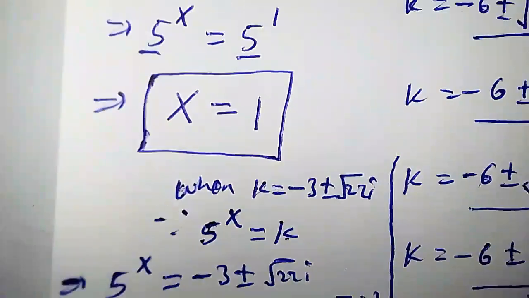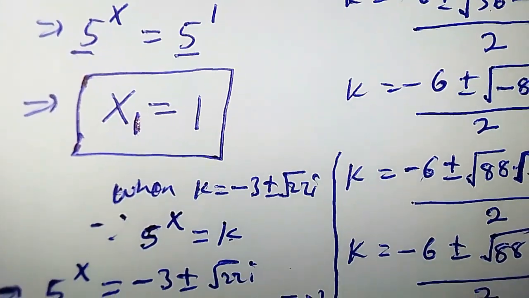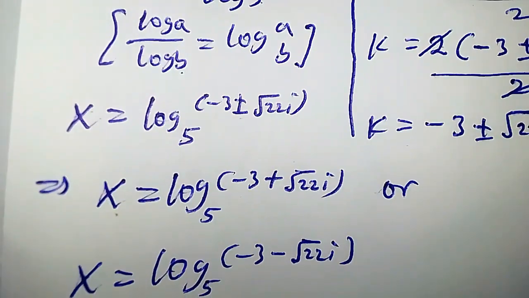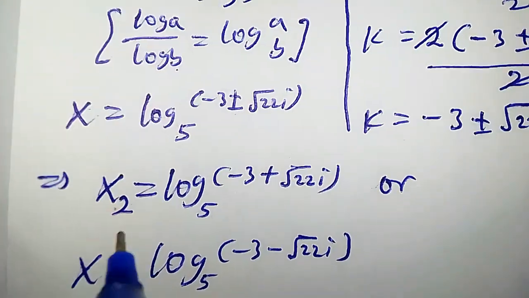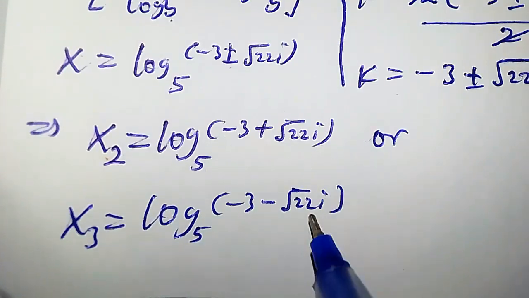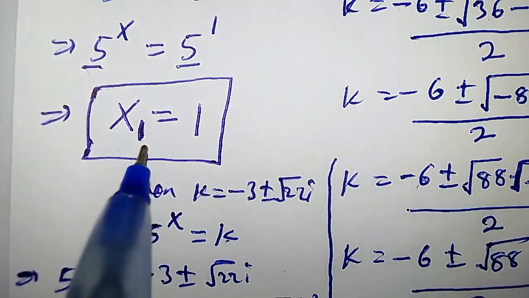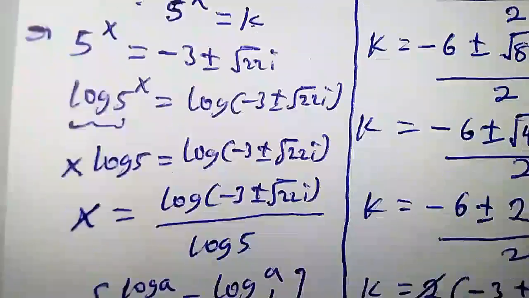So let's call this x1, the first solution, which is real, and let's call this x2 and this x3. These are the two complex solutions that we have, and only one real solution, which is x1 equals to 1. That's it.